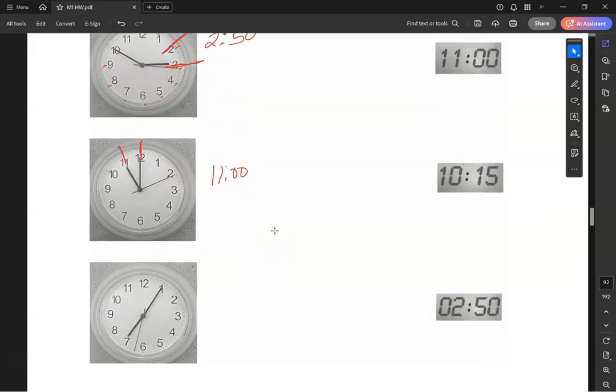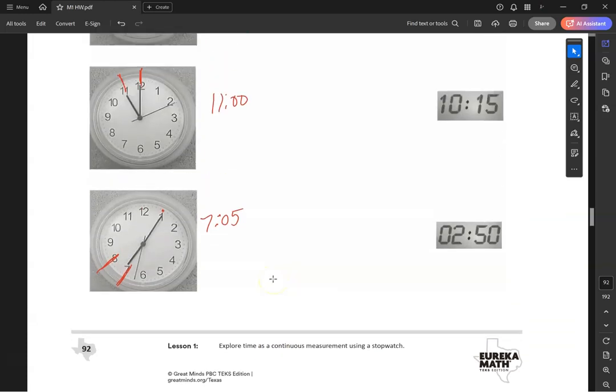And the last one, my hour hand is between 7 and 8, so that means it would be 7. Count my minutes: 5. 7:05. So I'm going to leave it to you to go ahead and match those up.